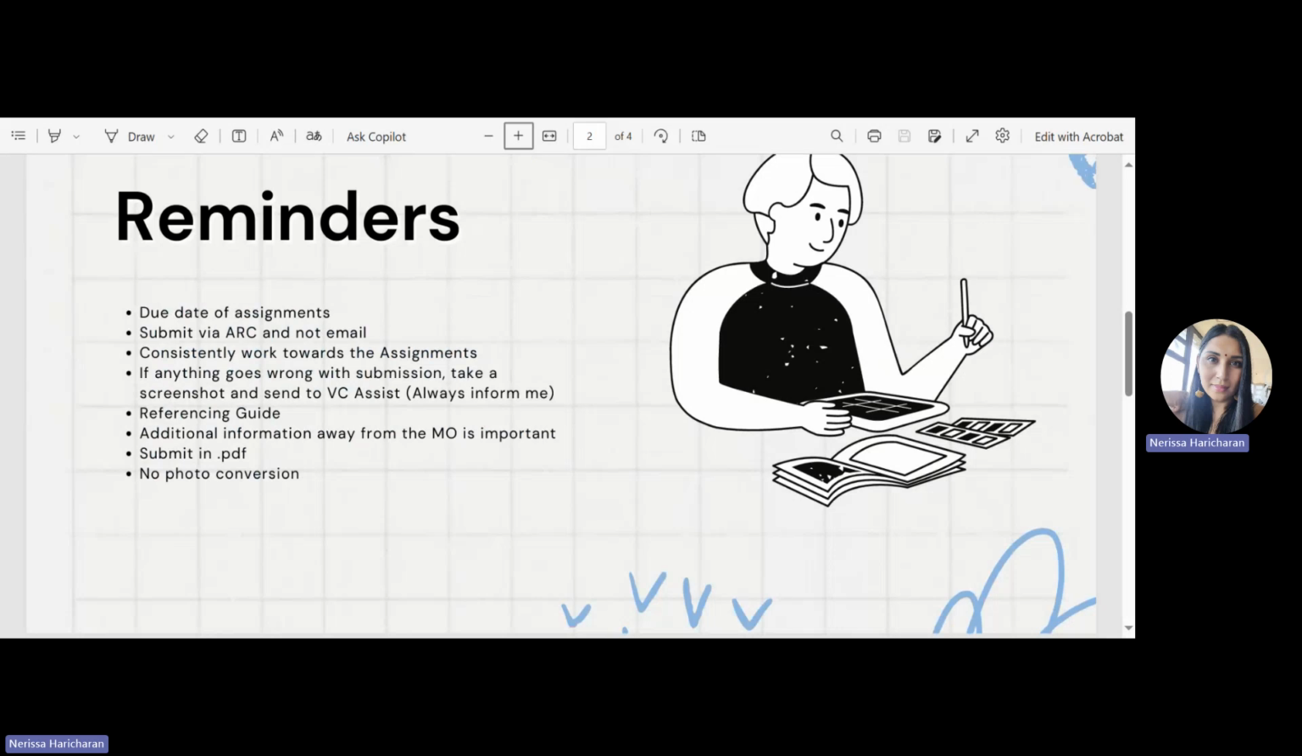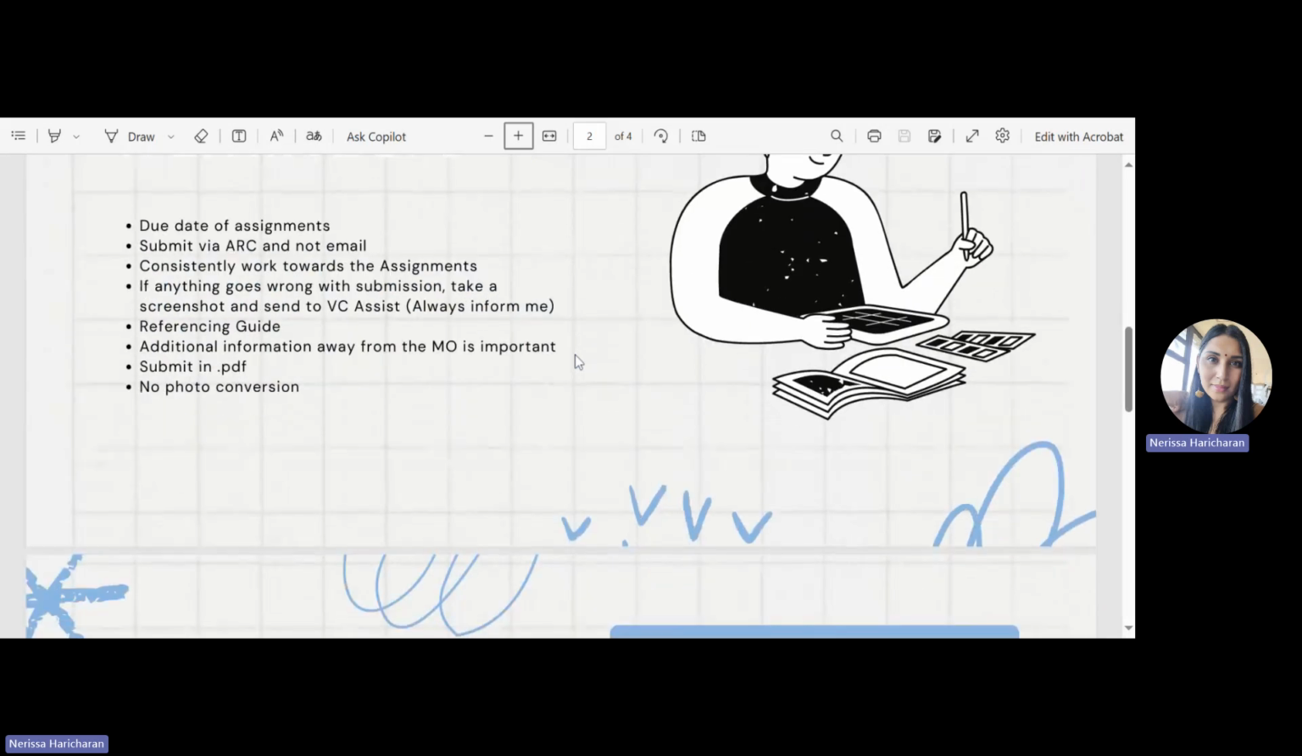Referencing guide, make sure you are following the referencing guide. I was very happy to see that the Turnitin scores on the first assignment was really good. So I'm hoping that in assignment 2, we're also in a better space. Additional information is very important, away from the MO, away from the textbook. So always looking at external sources. Submit it in PDF and please no photo conversions, okay?